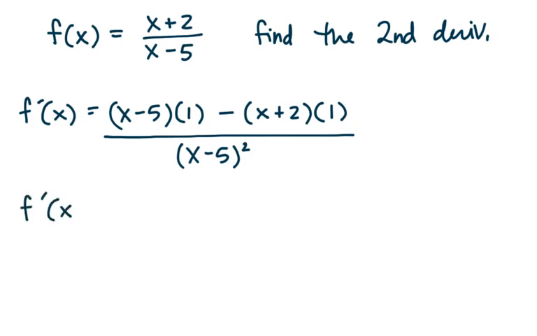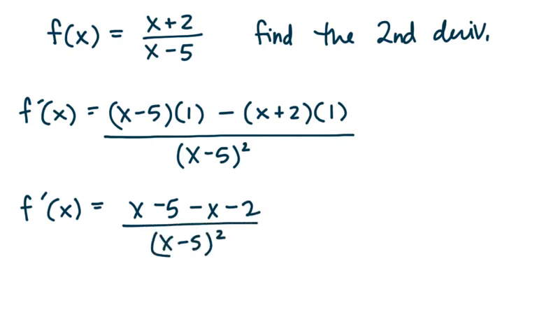So, f prime of x, my first derivative, equals x minus 5 minus x minus 2, that looks messy, over x minus 5 quantity squared. So my x's will cancel, and I am left with -7 over x minus 5 squared. That is my first derivative. So in order to find the second derivative, that would mean taking the derivative of this value we just found. So basically we would apply our quotient rule again.